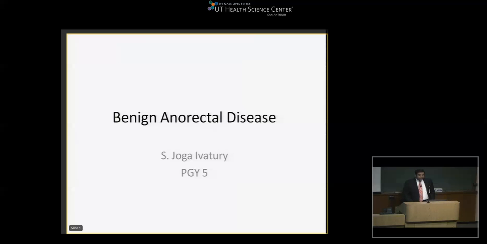The last technique is a PPH, or procedure for prolapse and hemorrhoids, which is a circumferential resection of the mucosa and the submucosa above the hemorrhoids and then staple close the defect. Some consider this more of a hemorrhoidopexy rather than a hemorrhoidectomy, involved in sort of grades 2 to 3 hemorrhoids and some grade 4 hemorrhoids that can be manually reduced after patients are under anesthesia.